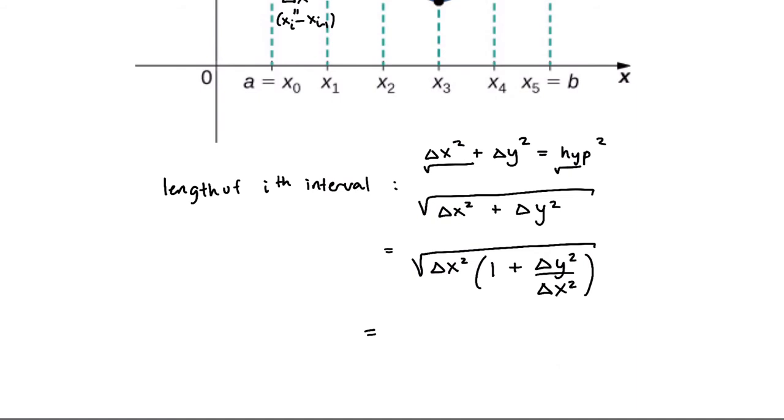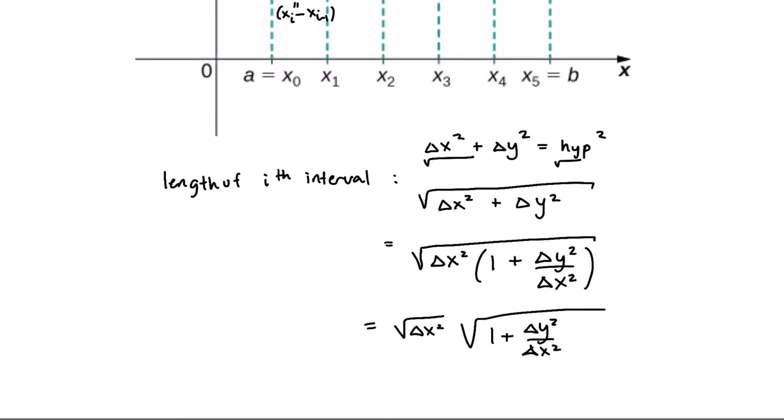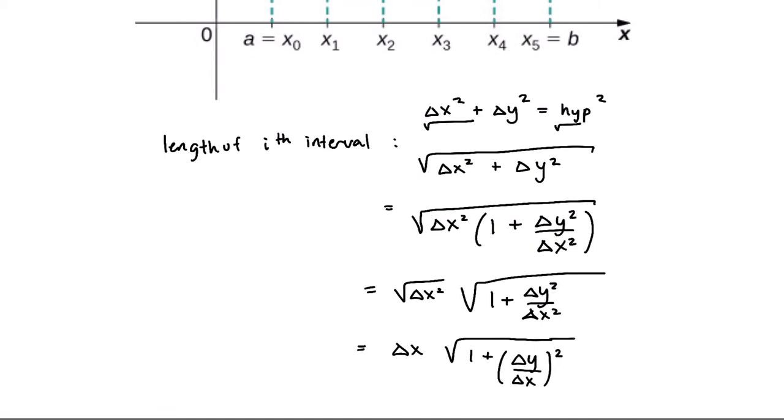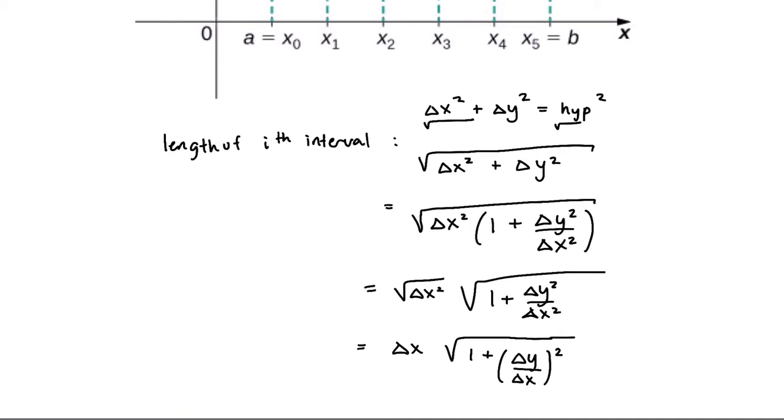Hopefully we agree that algebra is sound there. Now I can break this radical up into the square root of delta x squared times the square root of the rest. We know that delta x is positive because it's always defined as a bigger x value minus a smaller one. So this is delta x, and I can take the square out. Now I have delta y over delta x quantity squared. So my full formula is delta x times the square root of quantity 1 plus delta y over delta x squared.